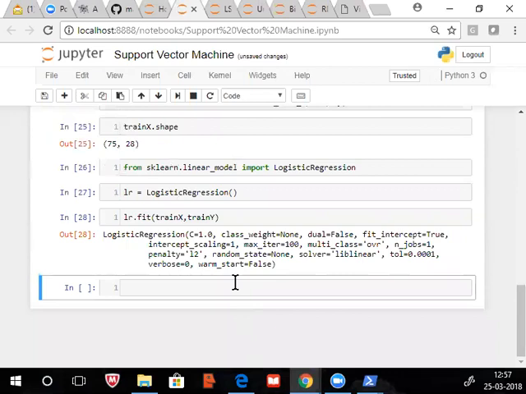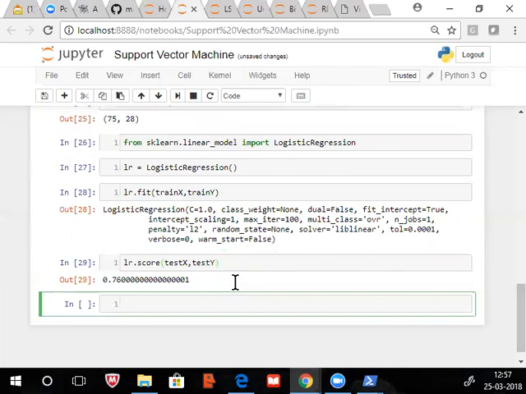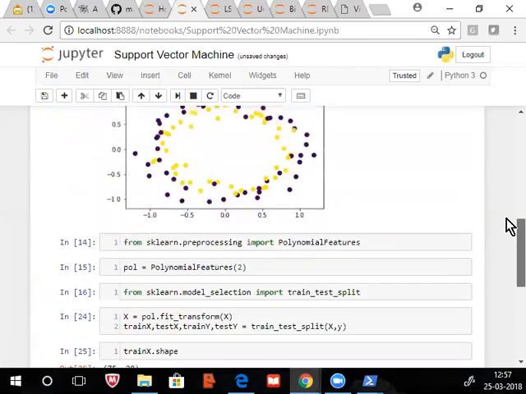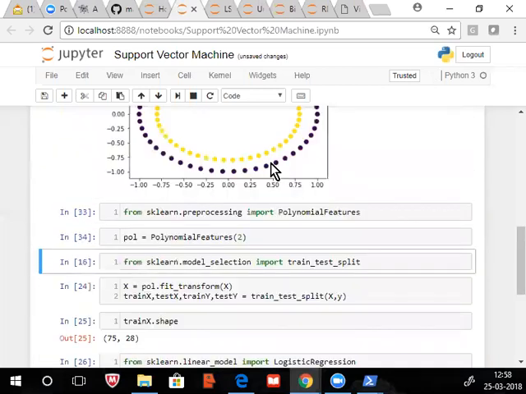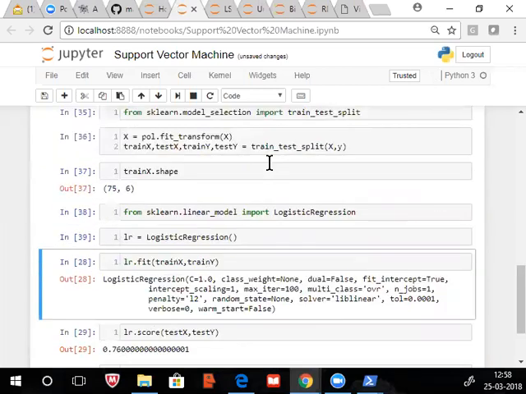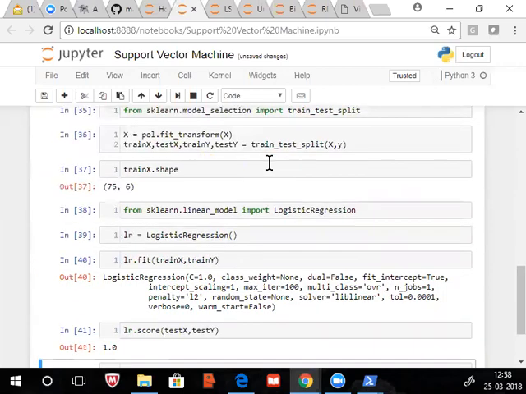Now it has trained it. Now you want to see LR dot score, test X, test Y. The score is 76%. I think this is fine. And if I reduce the noise, right, it is gone. That means it is actually predicting a circle for you.